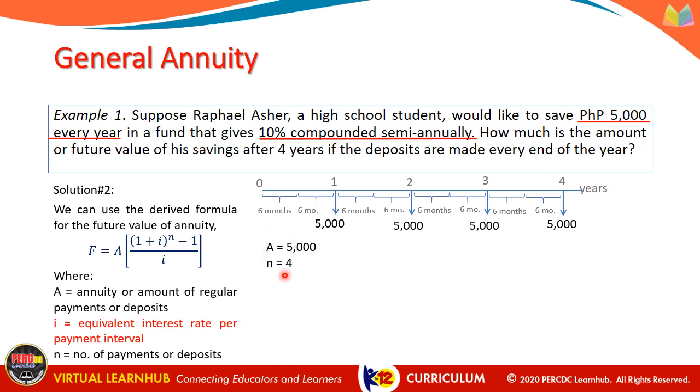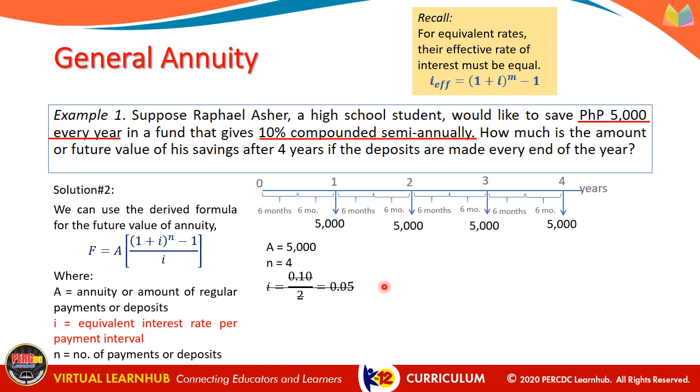In this problem, we have the given A is equal to 5,000 pesos and n is equal to 4. That's 5,000 pesos every year for 4 years. Okay? We don't have problem with this given. However, for I, we will not be using 0.10 over 2, which is equal to 0.05. Okay, we will not be using this one, even though we have here 10% compounded semi-annually. Why not? Because this is for semi-annual compounding. Note that the deposit is done every year or annually. This is the crucial part.